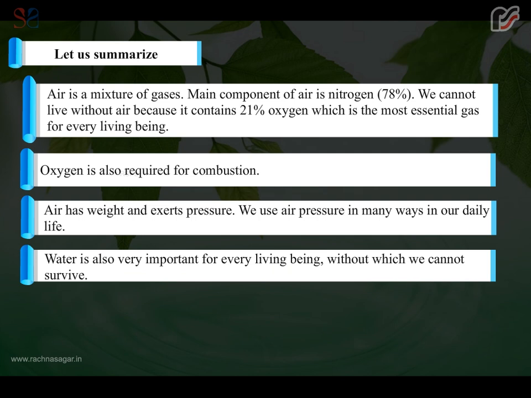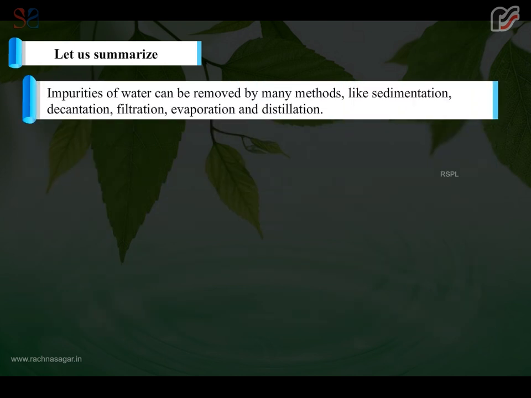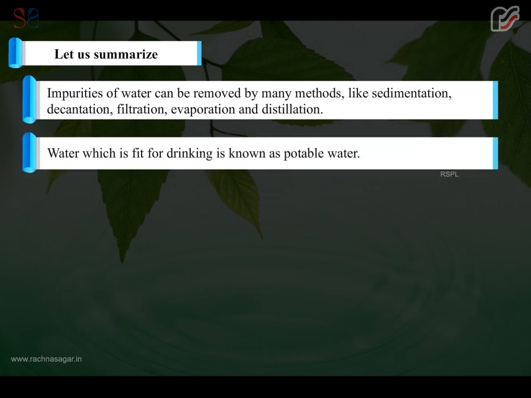Water is also very important for every living being, without which we cannot survive. The impurities of water are of two types: insoluble and soluble impurities. Impurities of water can be removed by many methods like sedimentation, decantation, filtration, evaporation, and distillation. Water which is fit for drinking is known as potable water.